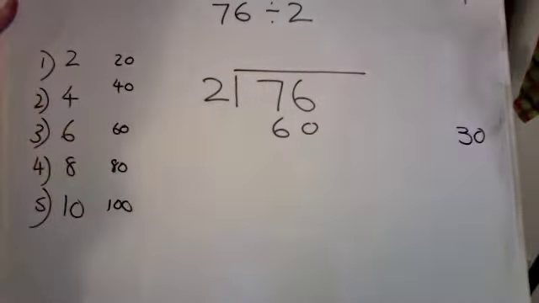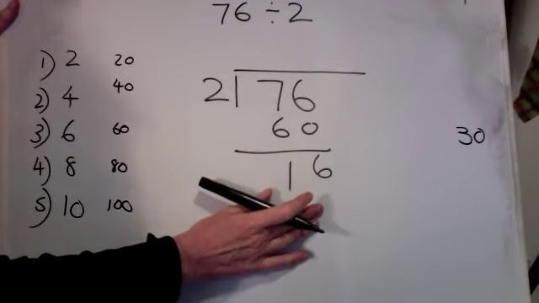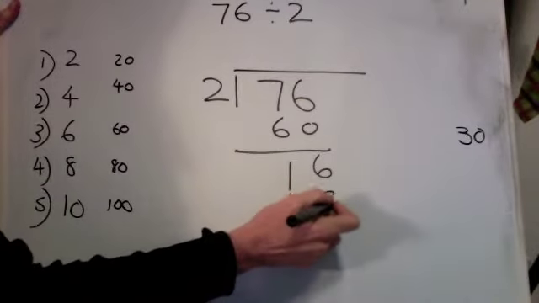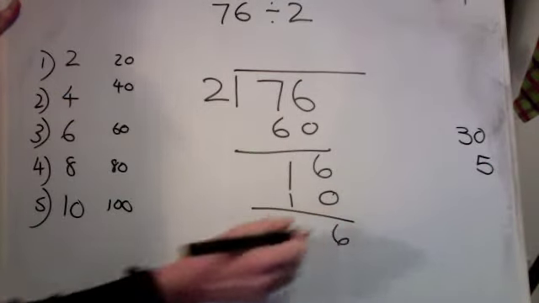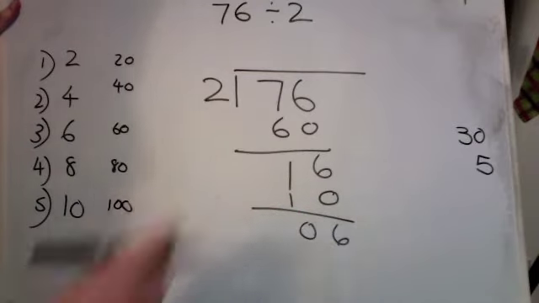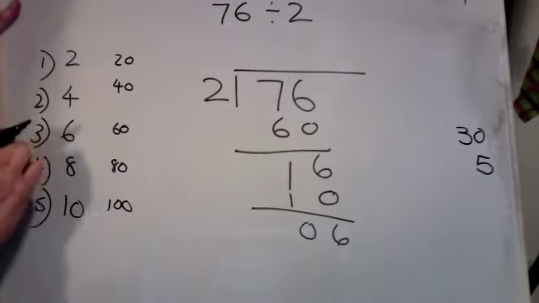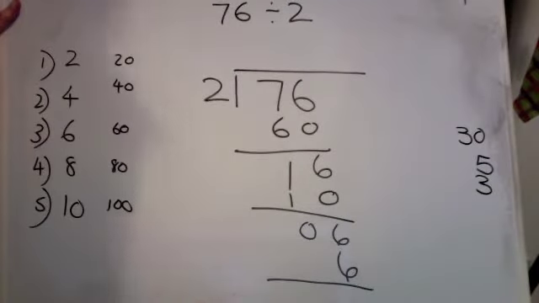Let's see what the remainder is. 6 take away nothing is 6. 7 take away 6 is 1. I'm looking for a number as close to 16 as possible without going over. 5 2s are 10. What's the remainder? 6 take away nothing is 6. 1 take away 1 is nothing. I'm looking for this number, or as close as possible without going over. 3 2s are 6. What's the remainder? I've finished.